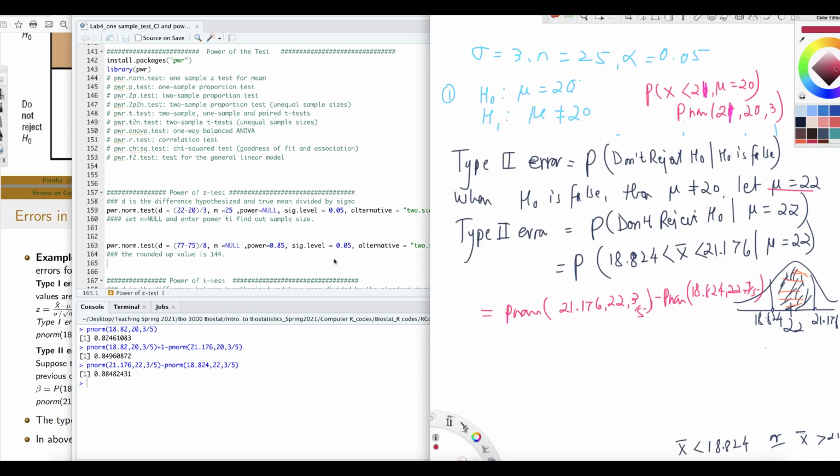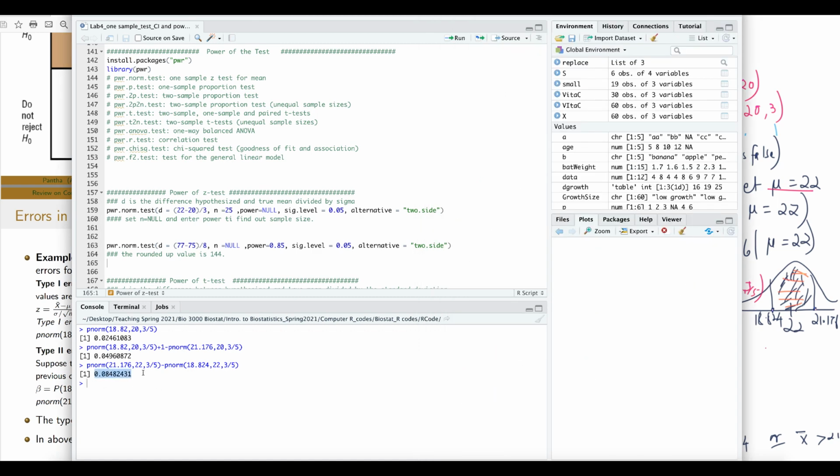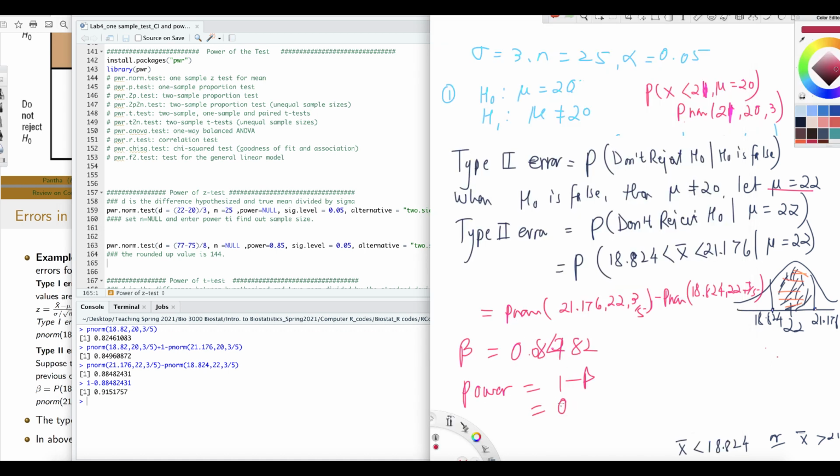So that will be 0.8482. That is the value of type 2 error, that is beta. So what will be the power? Power will be 1 minus beta. How much will that be? 1 minus that value will be 0.9151. That is the power of this test.